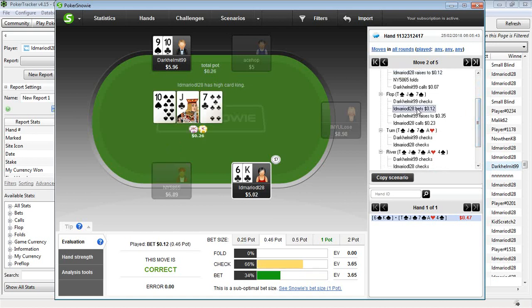So flop, bet, of course. It says bet, check, same thing, same EV. I'm definitely going to bet this board here, definitely a C bet. He raises, and they agree: raising here was not the right move for him, of course. But calling here was definitely the correct play for me.